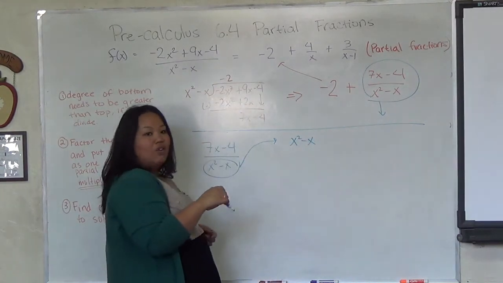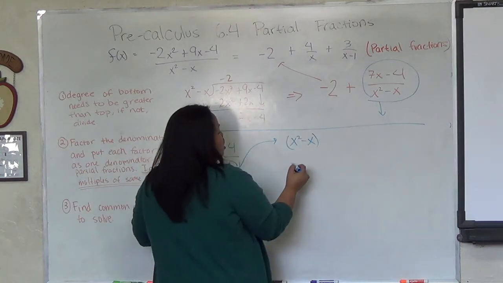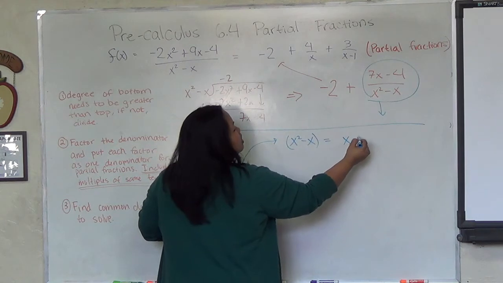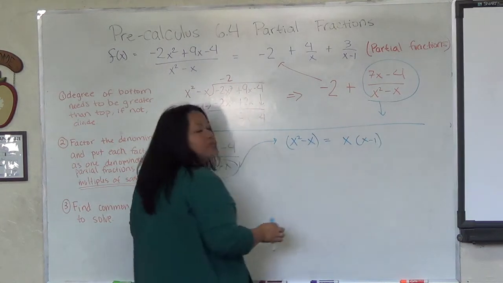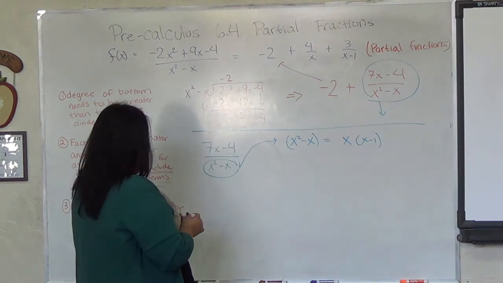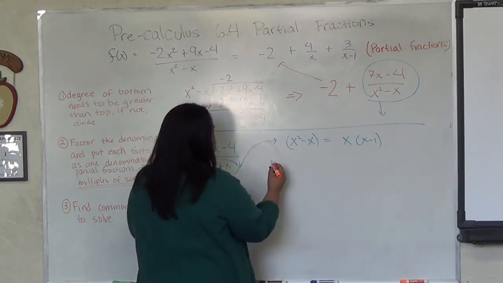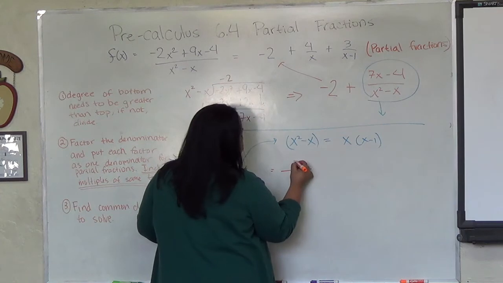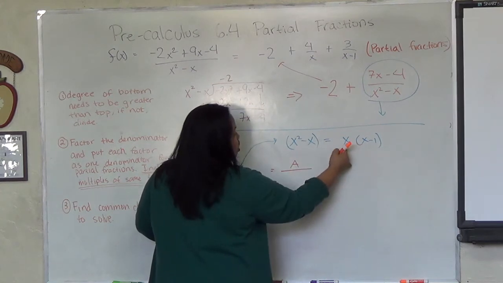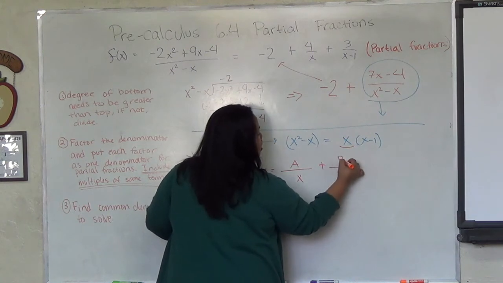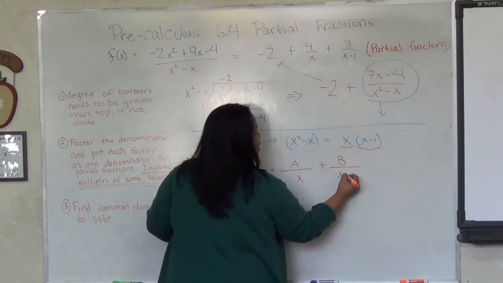Let's factor that. How do I factor it? So that gives me x times x minus 1. So then, I'm going to put each one as a partial fraction. So some numerator, A, over the first term, x, plus some numerator, B, over the second term, x minus 1.